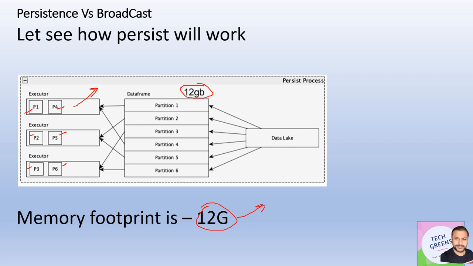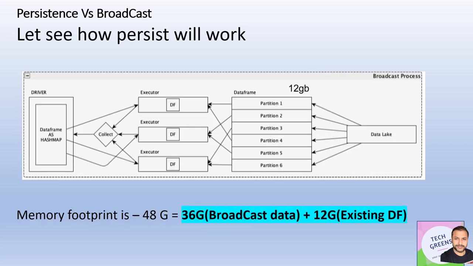Let's see what happens in the broadcast. So this is how broadcast works. I have the same data set, right? 6 partitions, 12 gig. Now I'm trying to broadcast this data frame, right? In broadcast, there would be one copy of this data set, or these partitions, on all the executors, right?